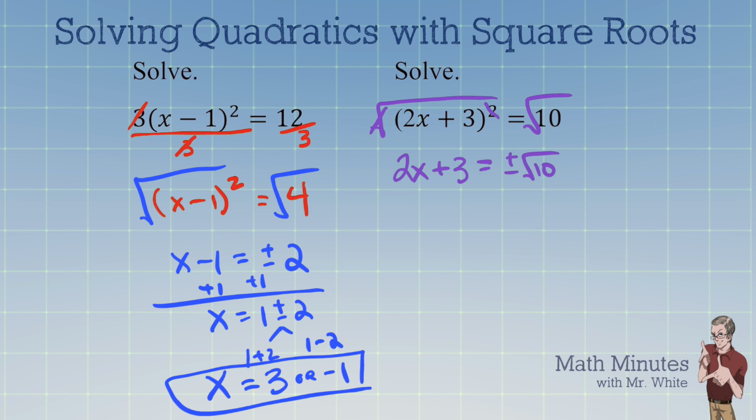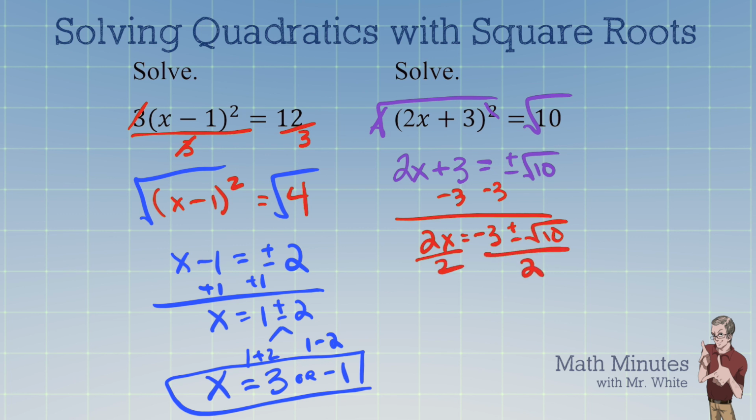Now, let's solve for x. Let's get x by itself. We have to keep track of plus or minus. Radical 10 is the only little trick here. So we'll subtract 3 on both sides. So 2x equals -3 plus or minus radical 10. We then divide by 2.